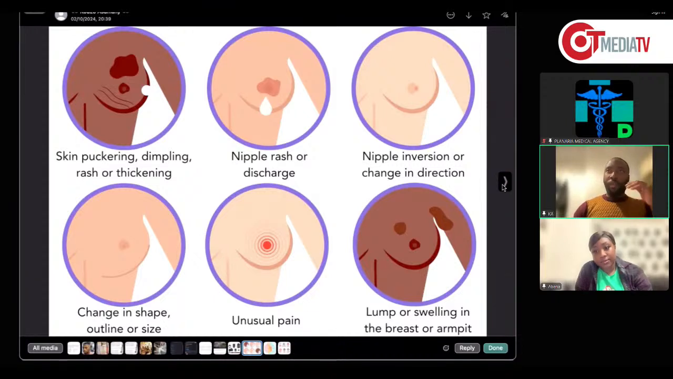It's not your menstrual cycle, but all of a sudden, you are not pregnant, there is nothing, but then you start to have pains. Unusual pains that are still there even after your menstrual cycle call for concern. Lump or swelling in the breast or armpit, that one too calls for concern.